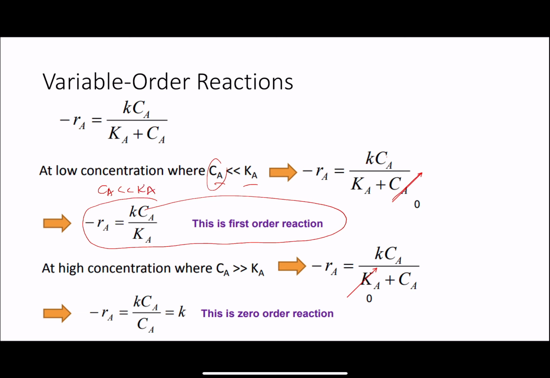At high concentration, when Ca is much bigger than Ka, now Ka is 0. And then Ca will cancel out with Ca, you will have K. Now, at high concentration, it is a 0 order reaction rate. Okay?